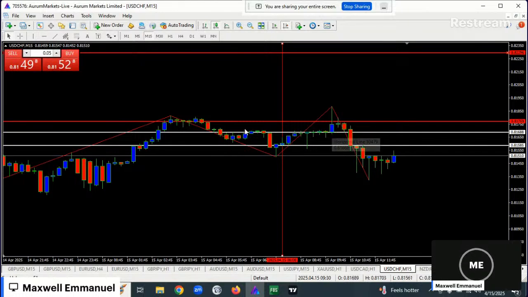I think what they did this morning, they've cleared the liquidity residing at the high of the Asian session. I think this was the high of the Asian session. They've also cleared the sell side liquidity of the Asian session. So what you should look out for is a pullback to this fair value gap and sell. Look for sells from this fair value gap before going bearish on USDCHF.